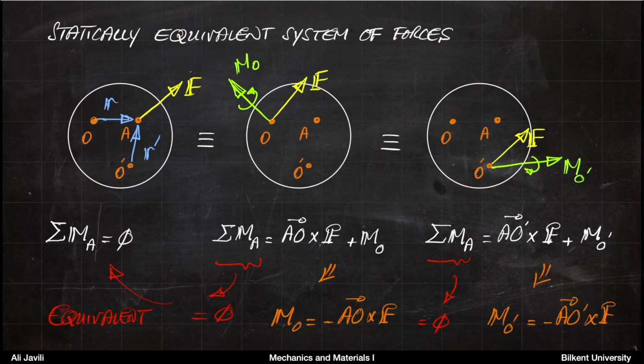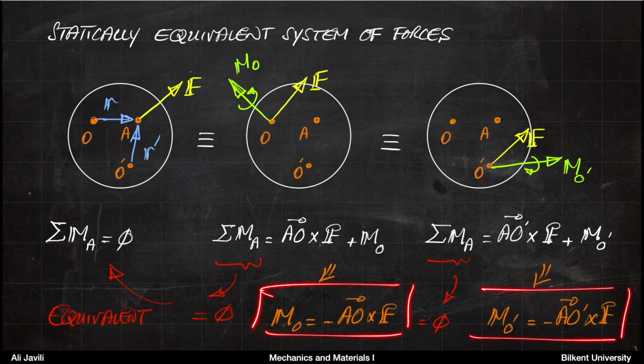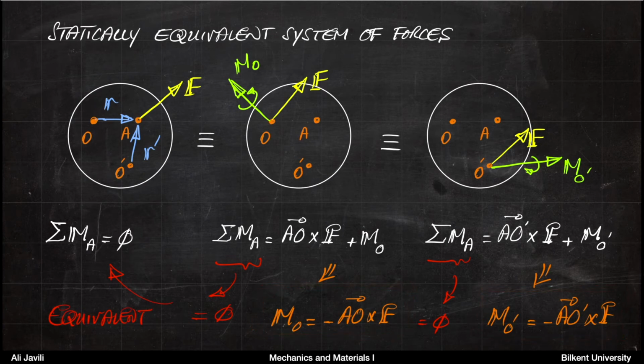So what I want to do next is to choose a different point in the system to carry out the same study. So this was point A in this slide. Now we want to play the same game, but we want to write the moments with respect to O prime. And then again, ideally, we should get exactly the same answer as we get now. Let's see what happens.